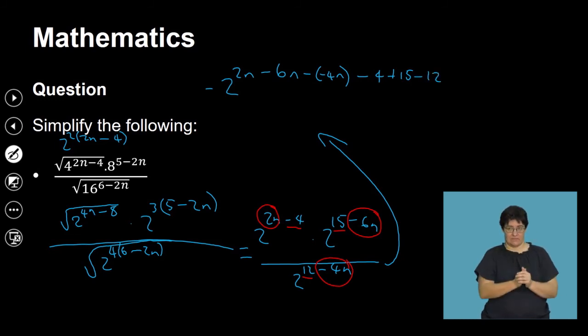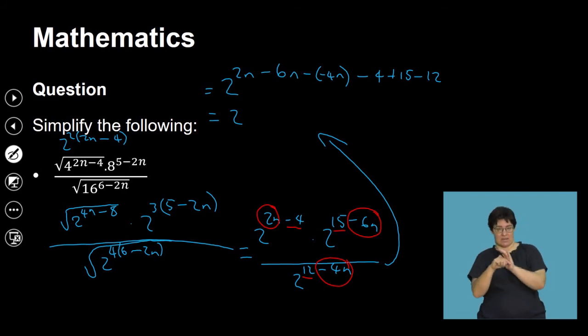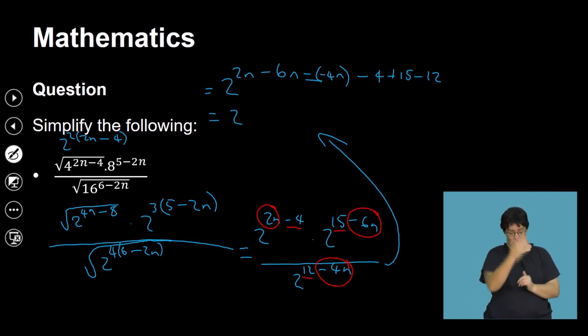So this will therefore become 2. The 2n minus 6n is minus 4n. The minus and the minus will give me a positive. Therefore, it's minus 4n plus 4n, which will be 0. Minus 4 plus the 15 will be a positive 11. Then 11 minus the 12 will just be negative 1. Then finally, my answer will be 1 over 2.